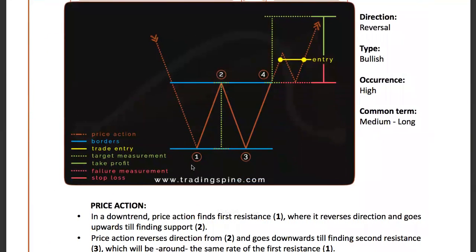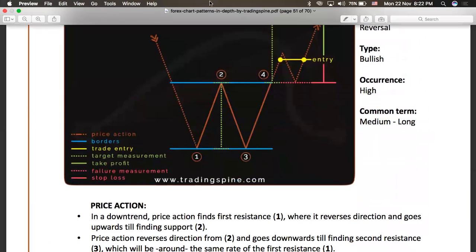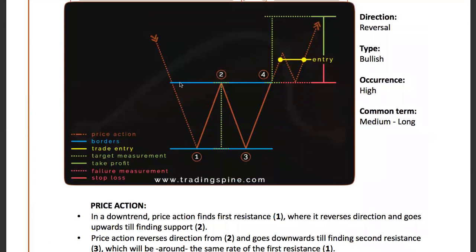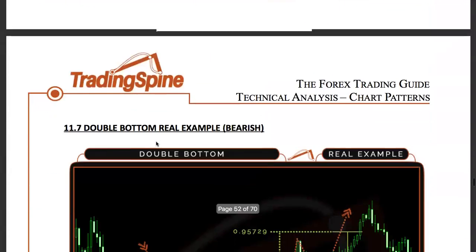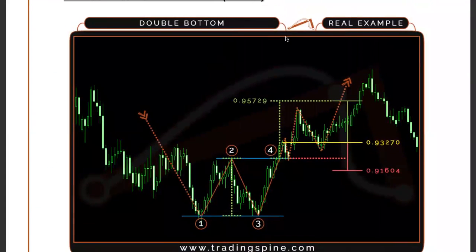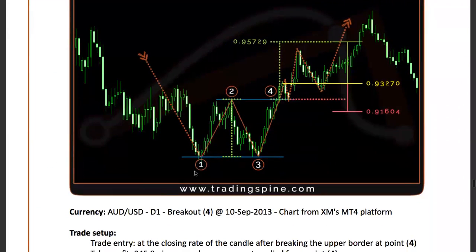Then a double bottom is just the direct opposite of a double top. I think we're getting close to finishing the pattern soon. Okay, now this is a double bottom. A double bottom is also a reversal pattern. Now this is coming from the upside.